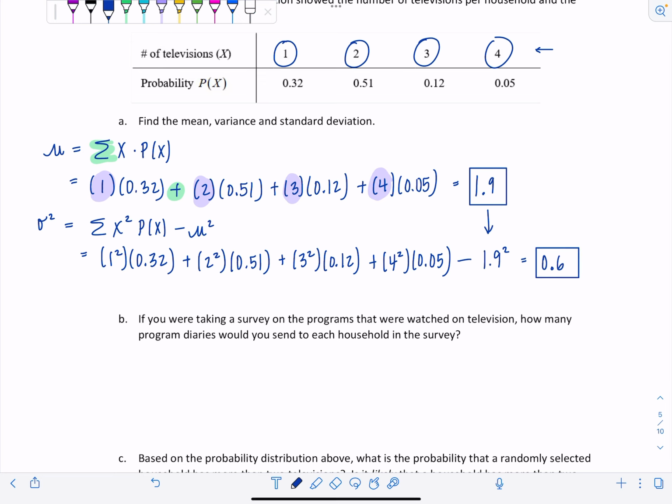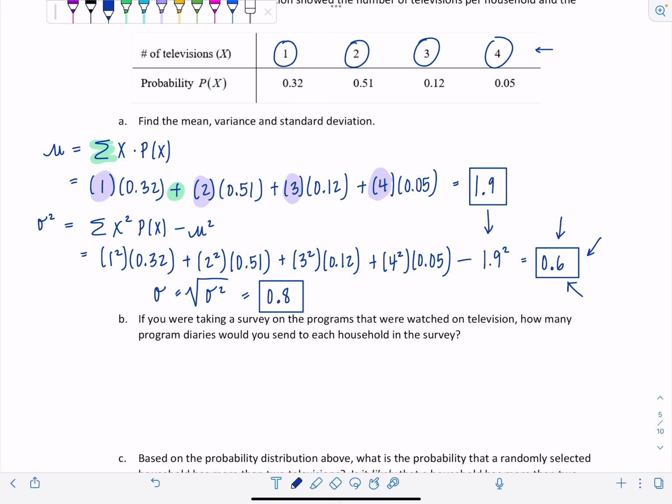And then lastly, to get sigma, you just take the square root of sigma squared. And I'm not rounding until the last step. So what I mean is my calculator is saying more than just 0.6. I'm going to take the square root and then round. So for sigma, you should get 0.8. Okay. Good. How are we doing with the computations?